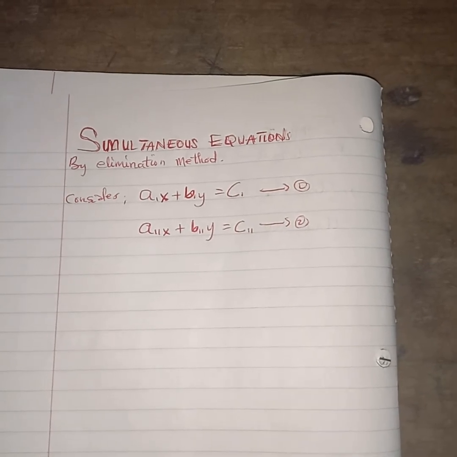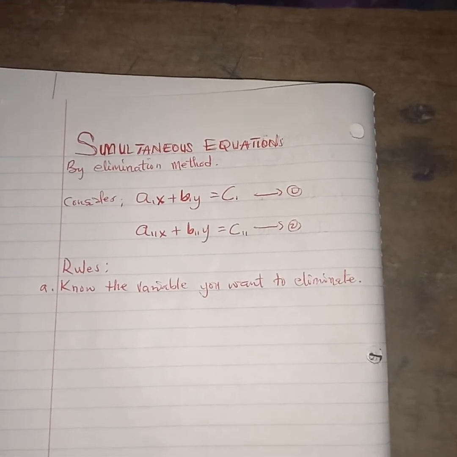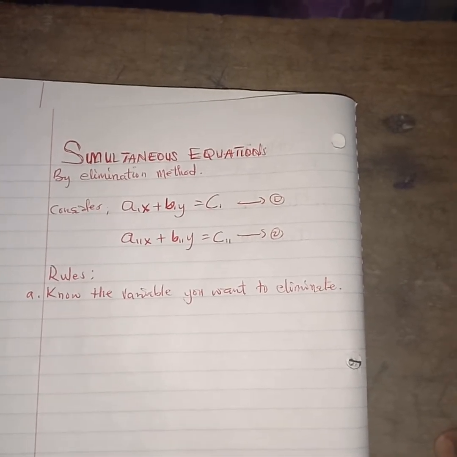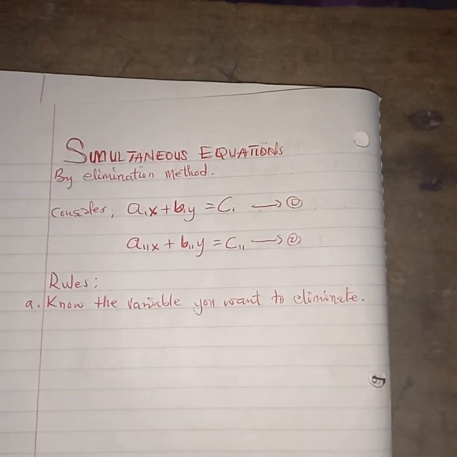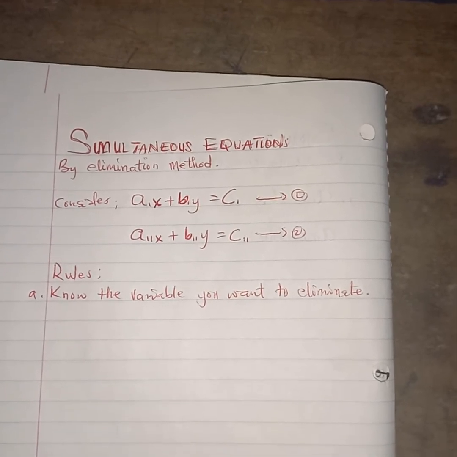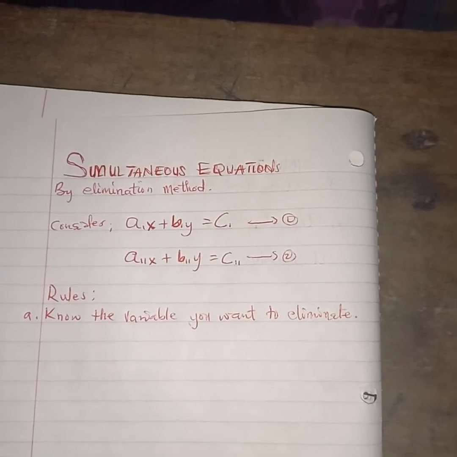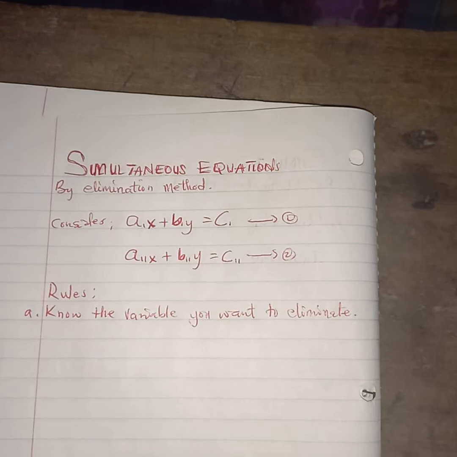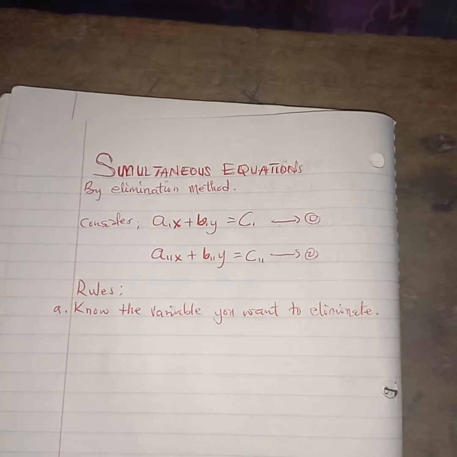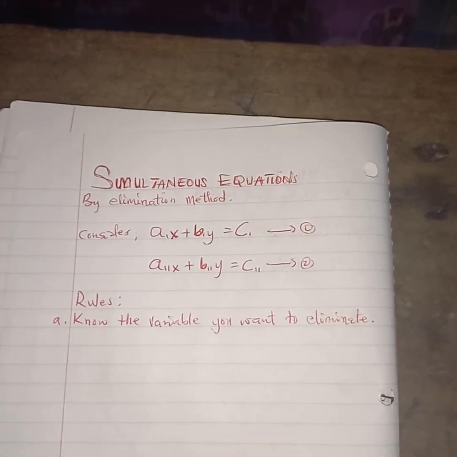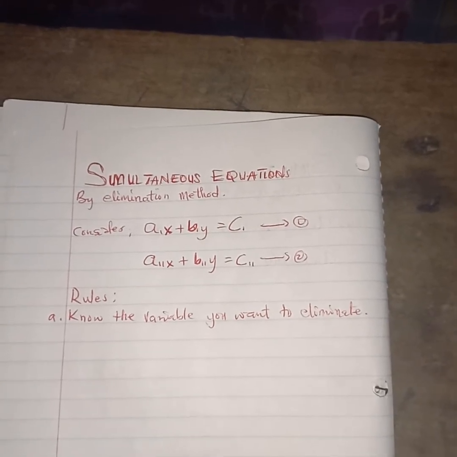Now the first thing you have to know is that the first rule is know the variable you want to eliminate. Which variable are you eliminating? Is it x or y? You should know the variable. After knowing the variable, what next? Yes, you have to know the variable you want to eliminate. Is it x or y that you want to eliminate? So you have to know it.